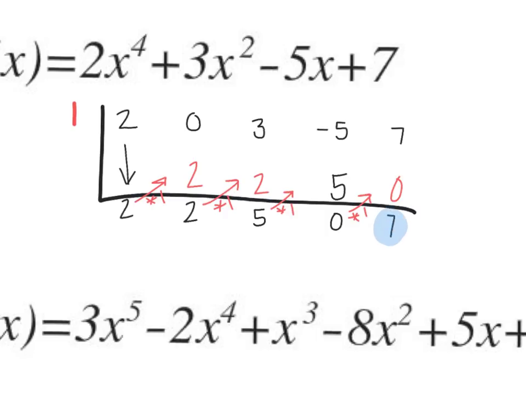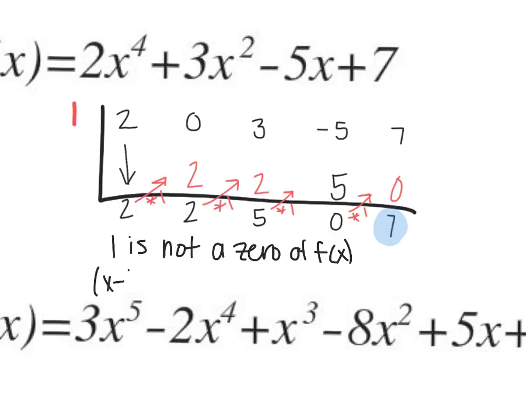So what that tells me several things. That tells me, number one, that 1 is not a 0 of f of x. That's the first thing it tells me. The second thing it tells me is that x minus 1 is not a factor of f of x. That's the two things I know. And the reason I know that is because I got 7 here and not 0.